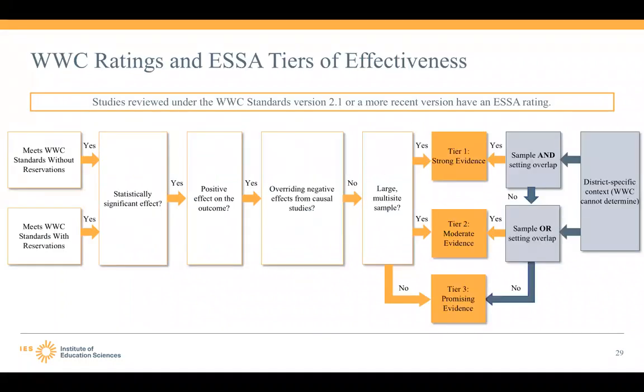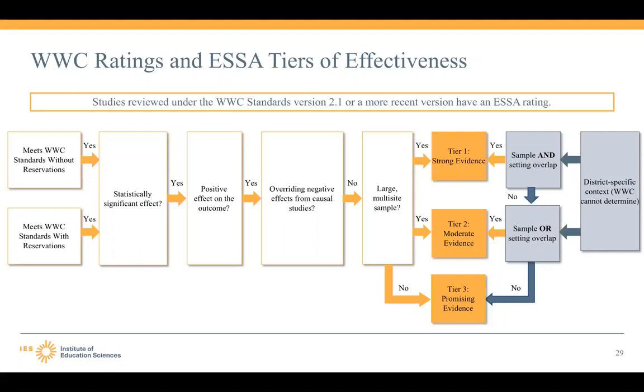So let's quickly summarize what we've covered and highlight a couple additional points. In this graphic, you see a trajectory from a WWC rating to an ESSA rating. Going from left to right, if a study is rated meets WWC standards with or without reservations, has a statistically significant effect which is positive with no overriding negative effects from causal studies and has a large multi-site sample, then such a study will have an ESSA rating of Tier 1 or Tier 2.